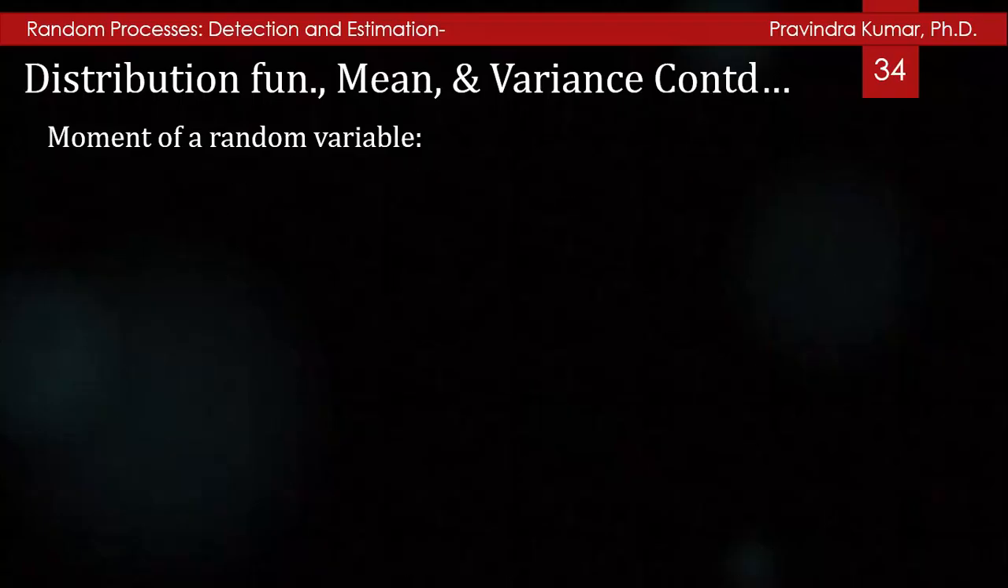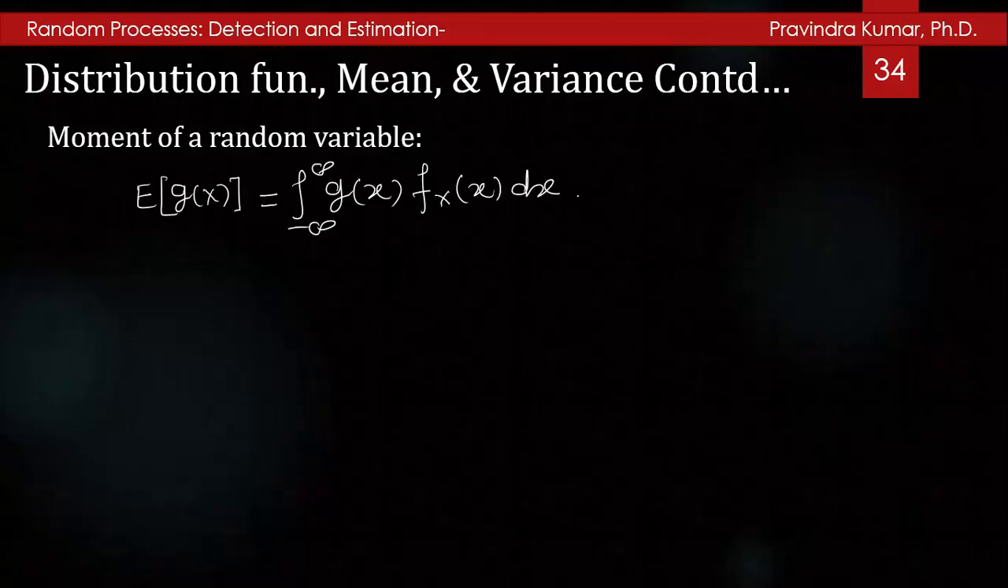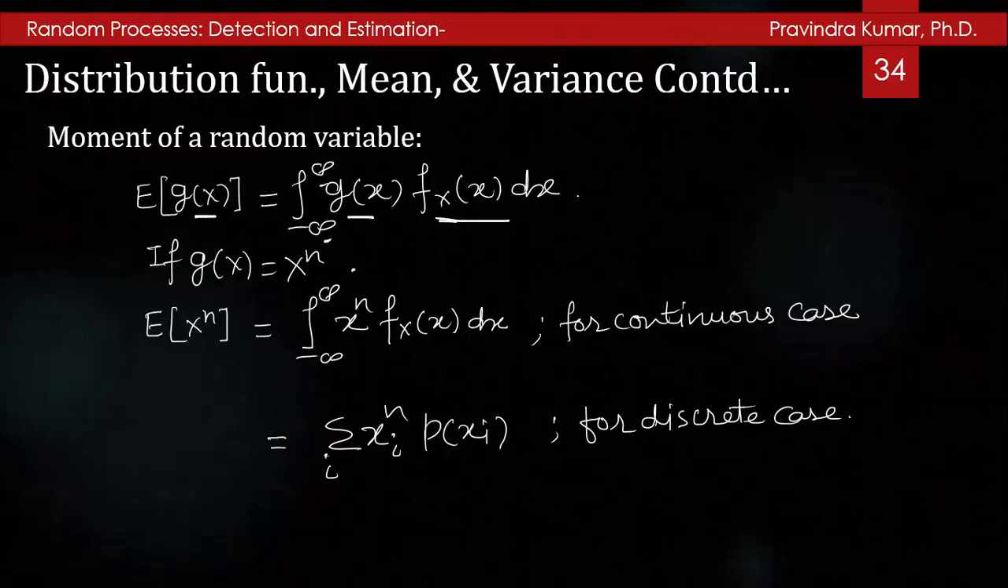So now we can define the moment of the random variable. From the previous slide, the expected value of g(x) is the integral of g(x) into the PDF, from minus infinity to infinity. So if g(x) is equal to x to the power n, the expected value of x to the power n is the integral from minus infinity to infinity of x to the power n times the PDF of random variable x, dx, for the continuous case. And for the discrete case, it is summation over i of xi to the power n times p(xi), where p is the PMF.